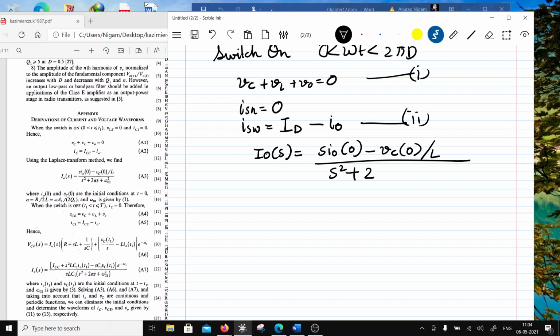omega A1, divided by twice of Q1, or it will be R by twice of L, plus omega naught 1 square.